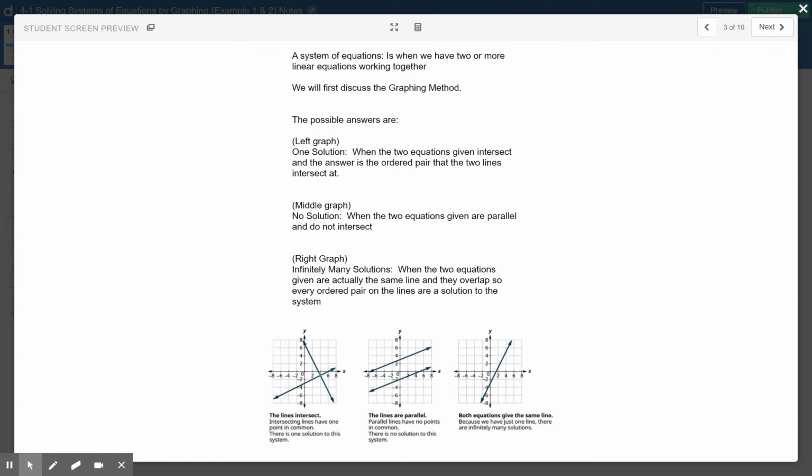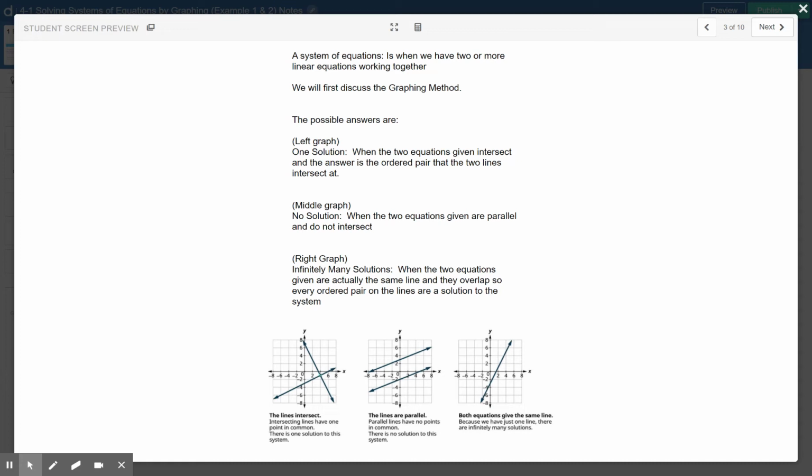In the middle, if you notice, this is kind of a review. They're parallel lines. Parallel lines, as we learned in topic 2, don't intersect. They have the same slope, different y-intercepts. So they are not going to have a solution. So really, you write no solution because they don't intersect.